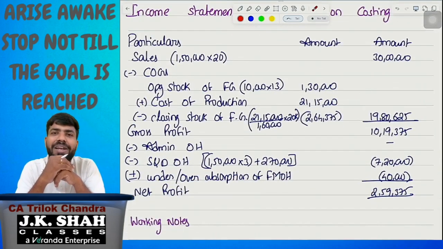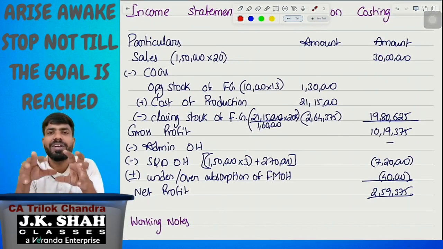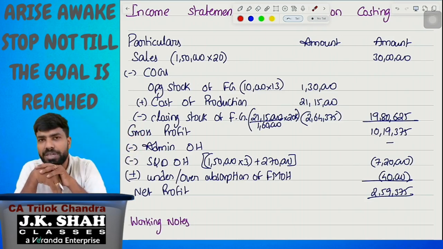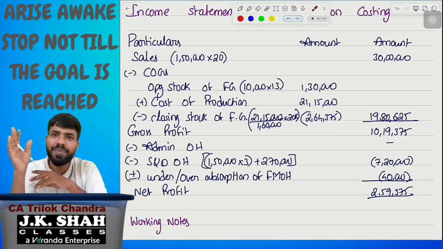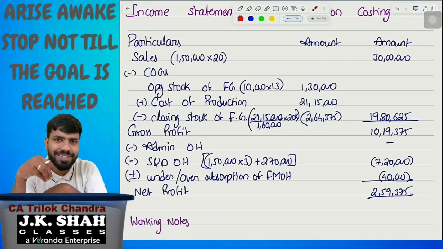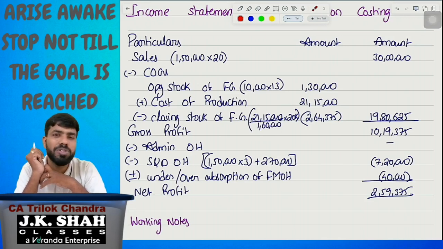Closing stock we need to value according to the current year cost of production. Opening stock will be valued according to last period's cost of production. For the closing stock, the current year cost of production is 21,15,000 and the number of units produced is 1,60,000. So 21,15,000 divided by 1,60,000, into 20,000 units which is the closing stock, we will be getting 2,64,375 as the closing stock value.